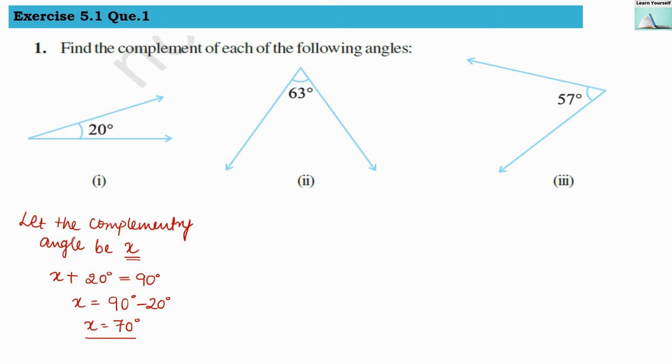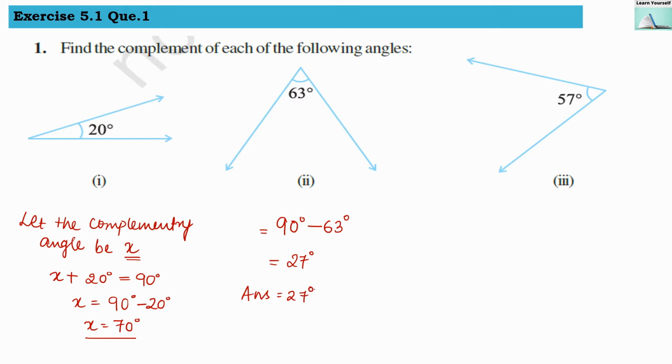Now the other method, we are doing it in the second numerical. You can follow any one method, whichever you are comfortable with. Now in the second numerical, our angle is 63. So directly you can subtract it from 90 degrees. And you can write the answer here: our answer is 27 degrees. So here the answer is 27 degrees.